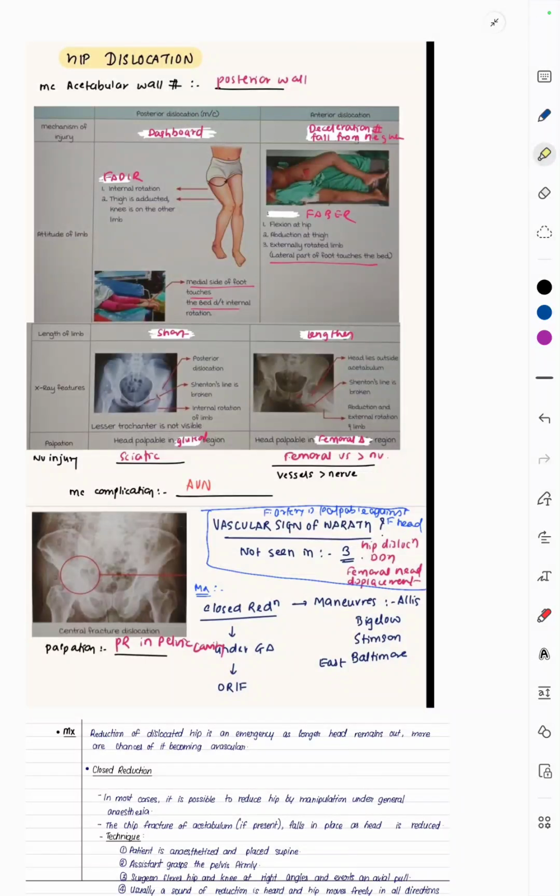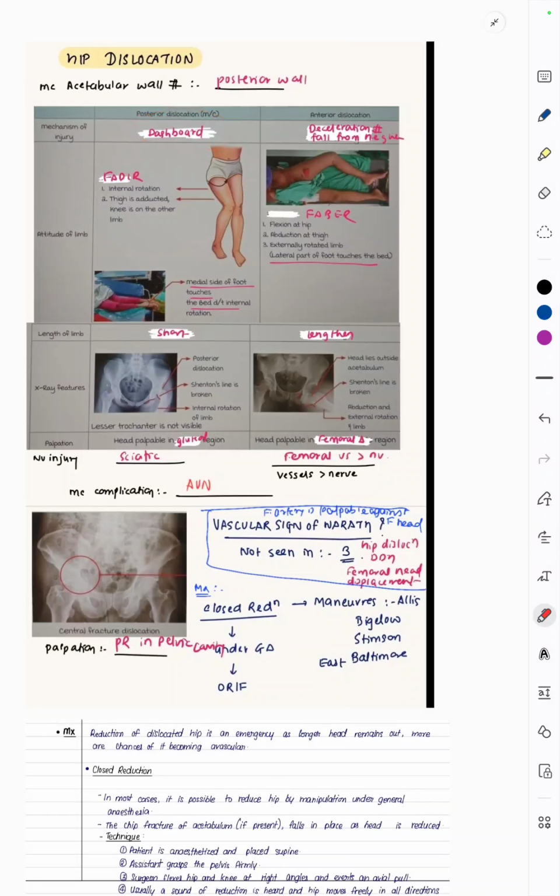Hip dislocation. Of the acetabular walls, the one that most commonly gets affected is the posterior wall, because of which posterior dislocation of the hip is more common as compared to anterior dislocation of the hip. Posterior dislocation of the hip is seen in case of dashboard injuries or trivial trauma, while anterior dislocation of the hip is seen in deceleration injuries or fall from a height.